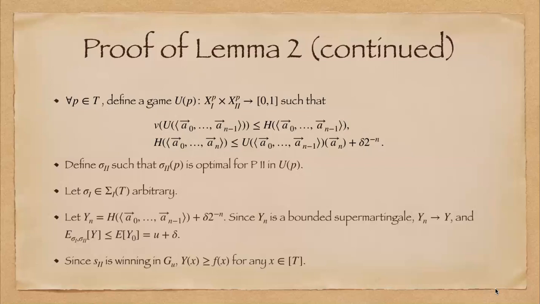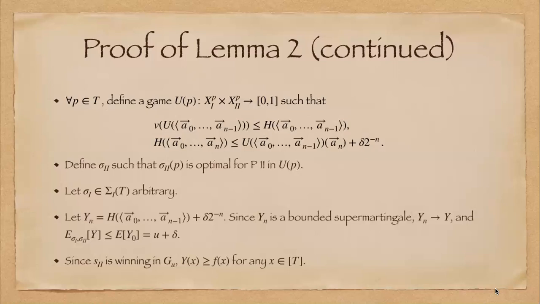And now we define sigma 2, the behavior strategy of player 2 in the Blackwell game, to be in every position an optimal strategy for player 2 in the one-shot game UP. Okay, so in any position I have this auxiliary one-shot game UP, and UP is not much different than the promise of player 1 H, but it is slightly smaller such that the value that it gives me is less than or equal the current value.